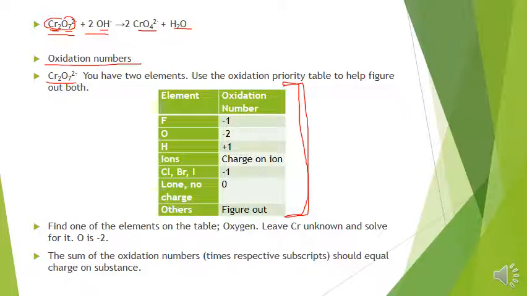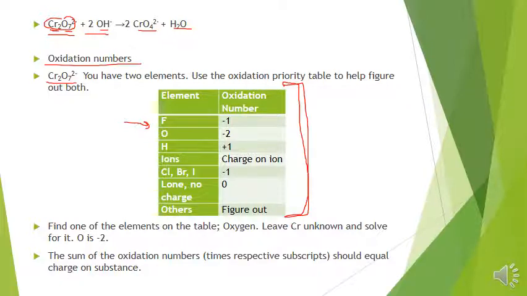And the idea is you look at your substance, the chromium and the oxygen, and what you need to do is leave one of them unknown, okay? So you go over to the table and you find which one of the two is higher up on the table. Okay, you see oxygen, but you don't see chromium. So obviously oxygen's higher than chromium. So that means you know the oxygen's oxidation number, which is -2.